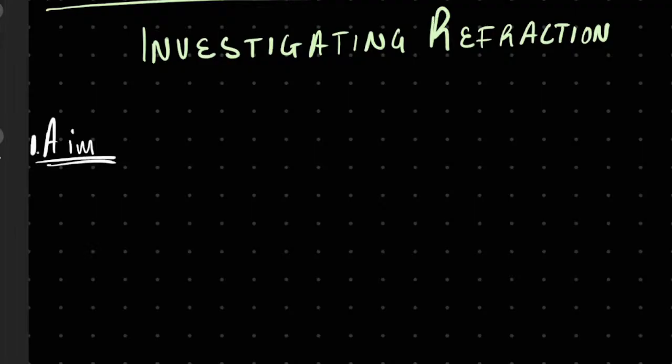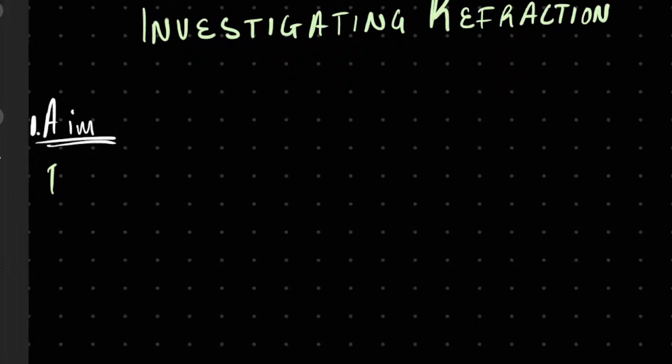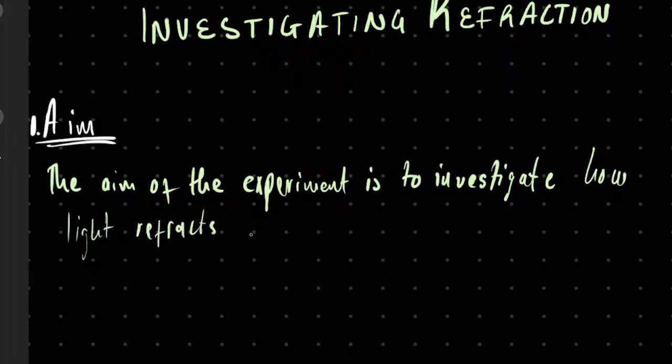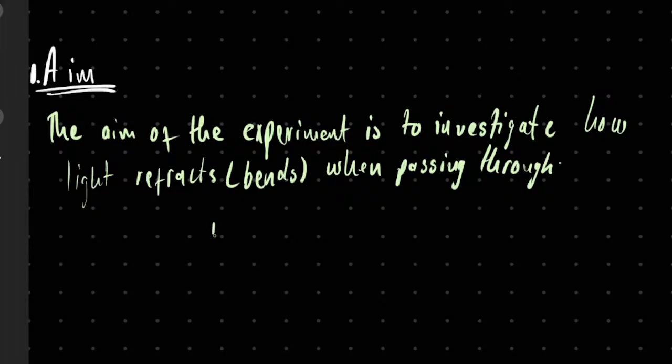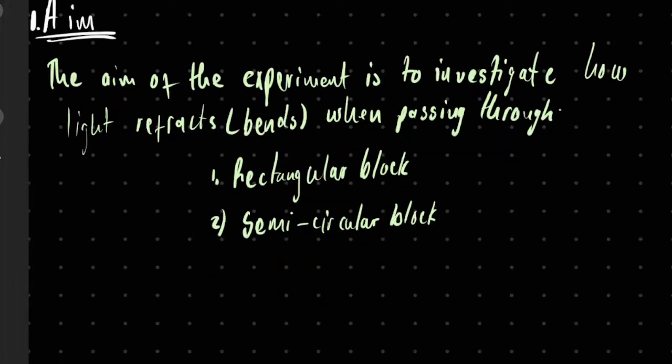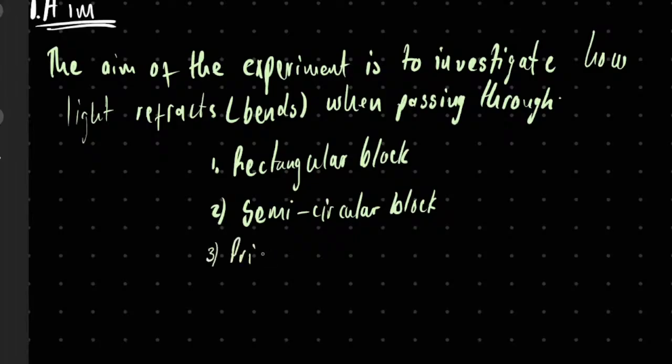Right? We start. Aim of the experiment, write for me: the aim of the experiment is to investigate how light refracts (in brackets, bends) when passing through, then I want you to say 1, a rectangular block, 2, a semicircular block, 3, a prism.